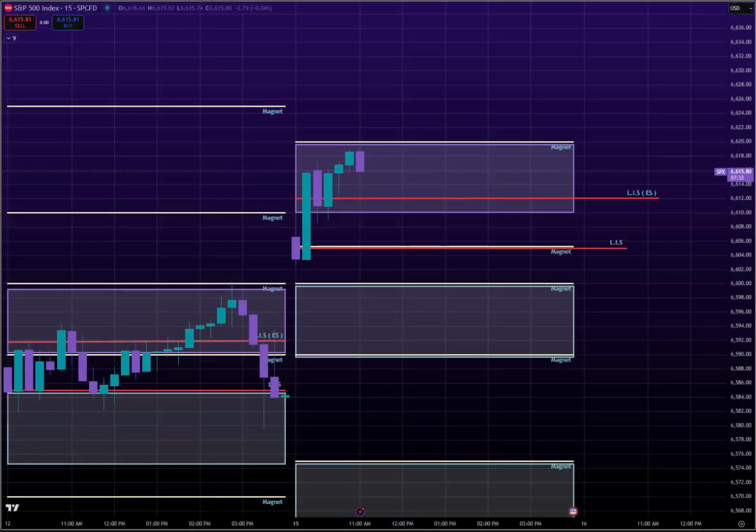Let's talk about the LIS, line in the sand. It's the most important level inside of Level Beast. The LIS is short for line in the sand, and this is a proprietary level unique to our platform. It's the guiding post that tells you exactly where Wall Street is positioned.